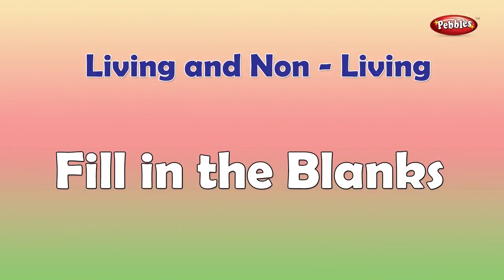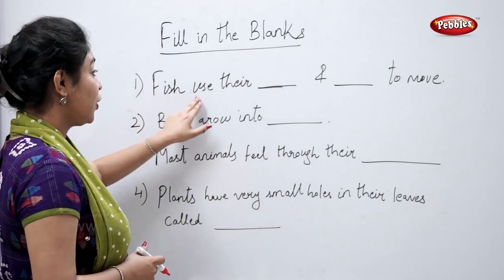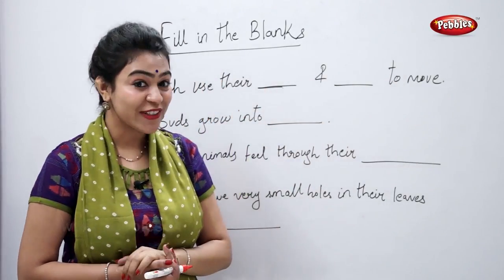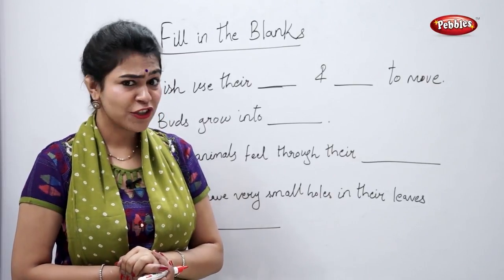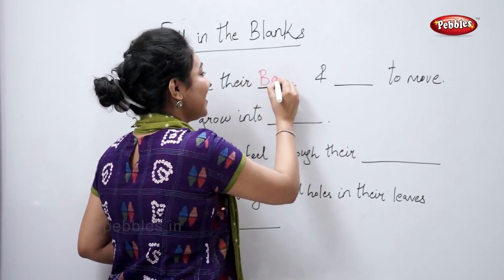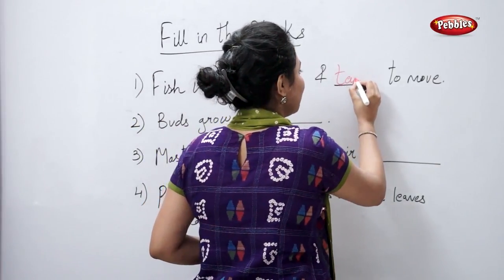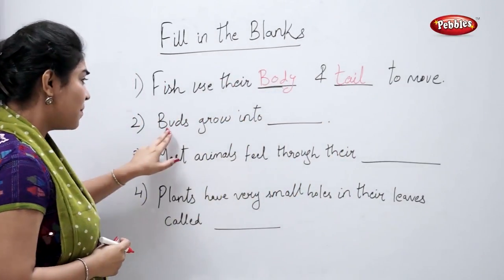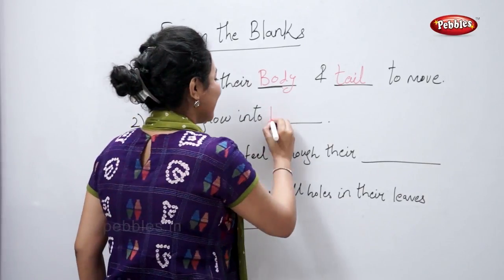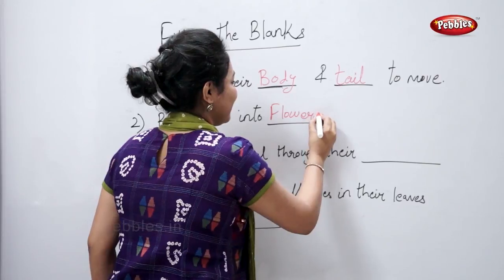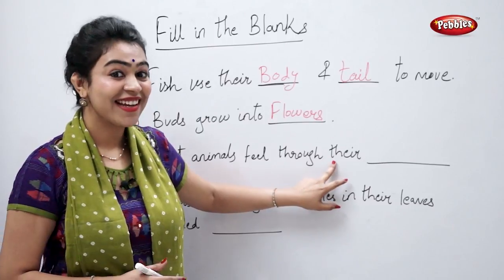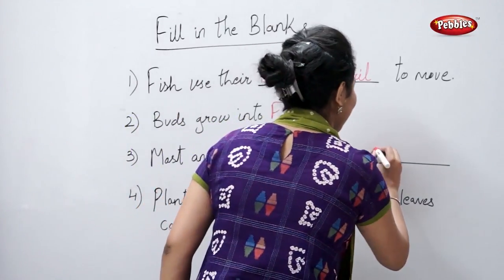Fill in the blanks. Fish use their dash and dash to move. So students, tell me, fishes use their body and tail to move. Buds grow into flowers. Most animals feel through their sense organs. Perfect.